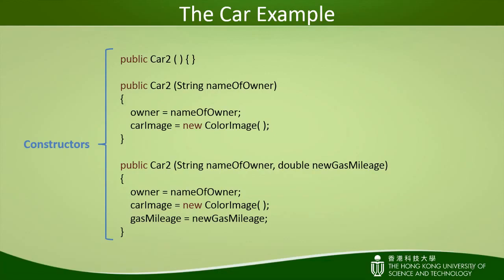Since the gas mileage may change as the car gets old, in order not to mislead a customer who is buying a used car, the constructor will allow the gas mileage to be modified. This constructor takes two parameters, one in string type, the other is double. In addition to what is done in the second constructor, the value of the instance variable gas mileage is changed to the new gas mileage when a new Car2 object is created using this constructor.